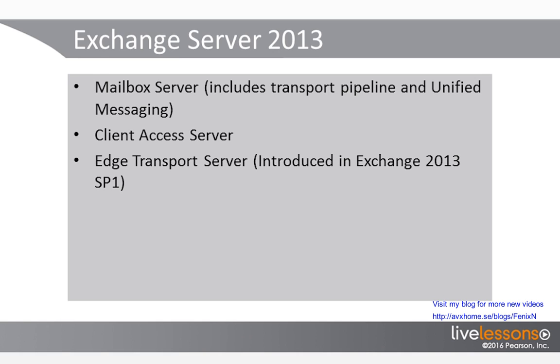So in Exchange 2013, we ended up with the mailbox server, which is exactly the same as what we had before, except that now the transport pipeline and unified messaging are part of the mailbox server role. So the Exchange 2013 mailbox server is essentially the same as the 2010 mailbox server, unified messaging server, and hub transport server roles, all kind of condensed into one. We also have the client access server in Exchange 2013 and the Edge transport server, although it is worth noting that Microsoft was a little bit late to the game with the Edge transport server, and the Edge transport server role wasn't introduced until Exchange 2013 Service Pack 1.